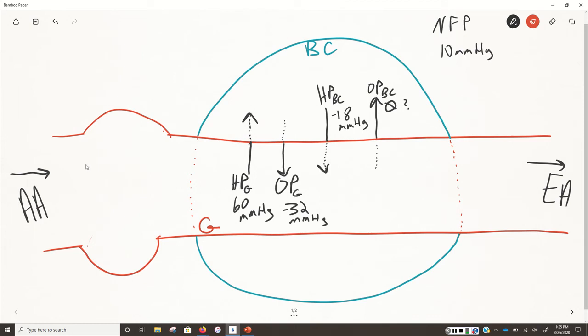Reflexive activity of the muscles in the afferent arteriole constrict or dilate to let more or less blood in to the glomerulus in order to keep the hydrostatic pressure of the glomerulus about 60, and that keeps the net filtration pressure about 10.